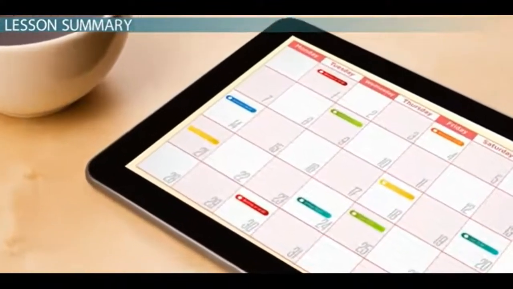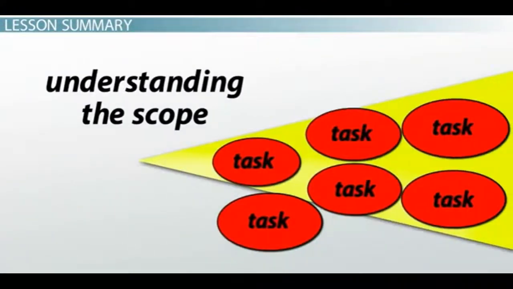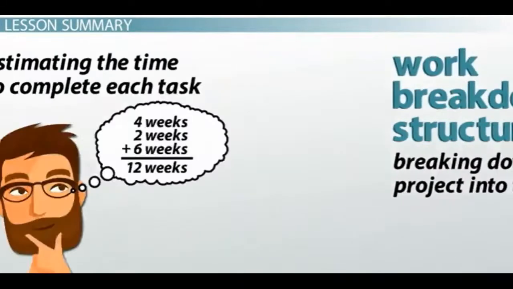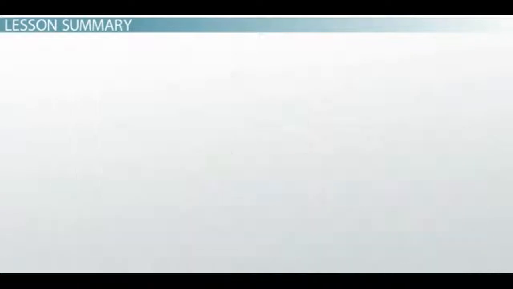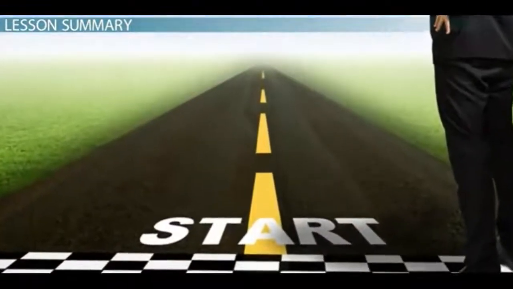Schedules are a reality for most of us. Developing an accurate and easily read project management schedule is done in 5 steps, including understanding the scope, breaking down the project into tasks using a work breakdown structure, estimating the time to complete each task, assigning resources to each task, and assigning start and completion dates to each task.